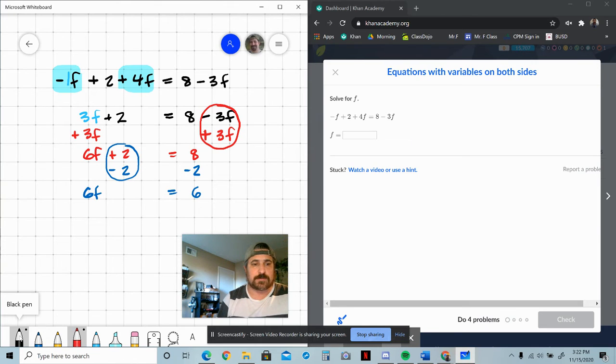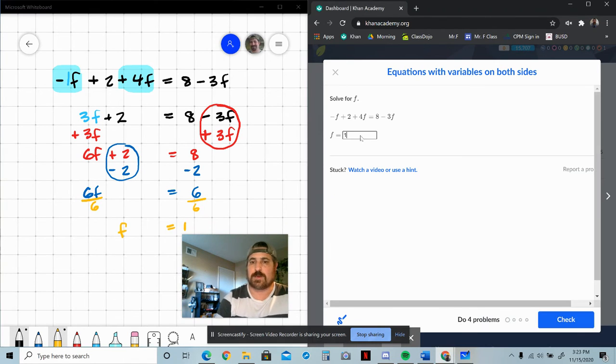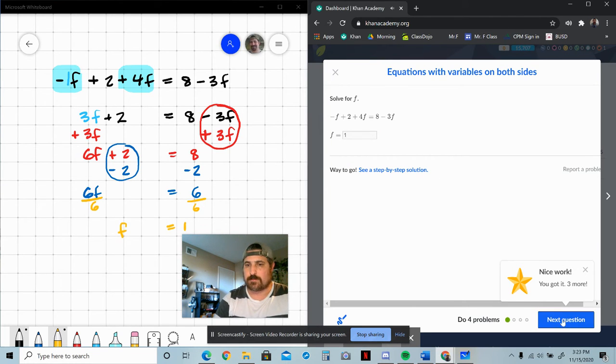You want to get the f's all by themselves. So how do you undo times by 6? Divide by 6 on both sides. And your final answer is going to be f is equal to 1. And that's how you do the problem. Okay, so f is 1. And let's go to the next one.